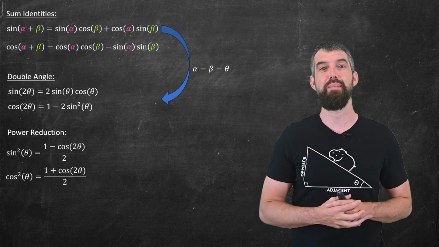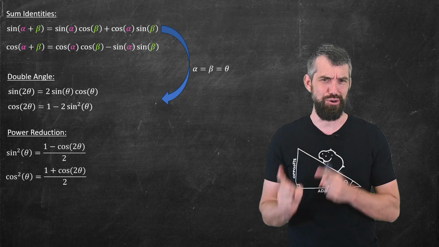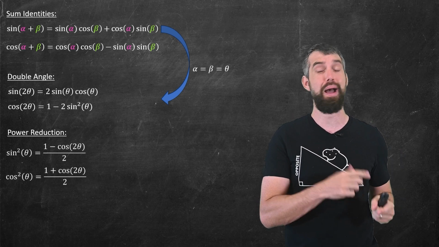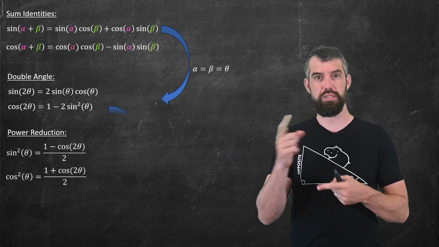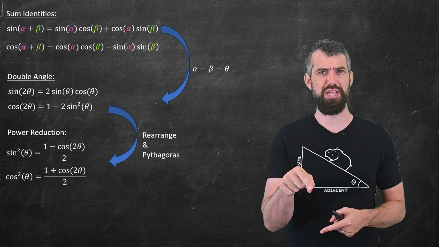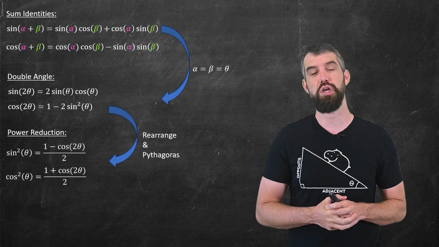At this point, they'd be drilled in my mind, and so I haven't forgotten them. And then the one that actually seems to be the most useful in calculus is these power reduction identities. Really, all they are is taking the double angle identity for cosine, rearranging it, and then maybe using Pythagoras in the case of the cos squared.